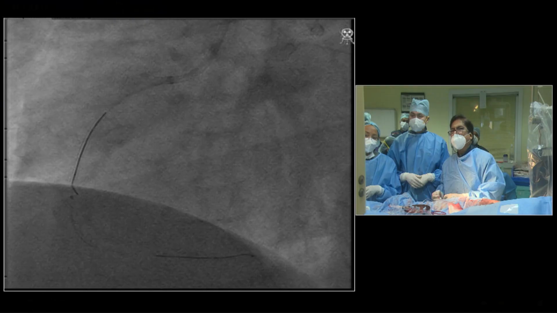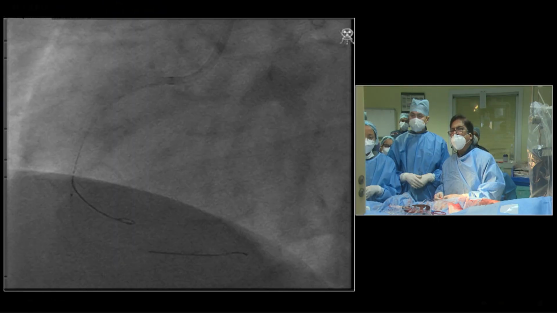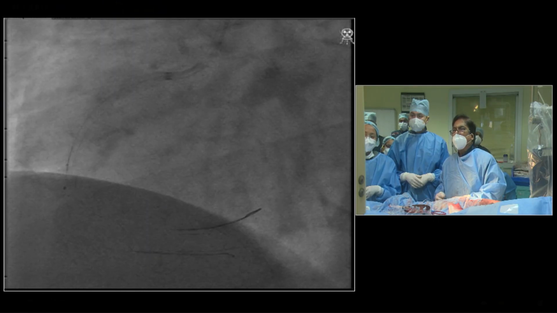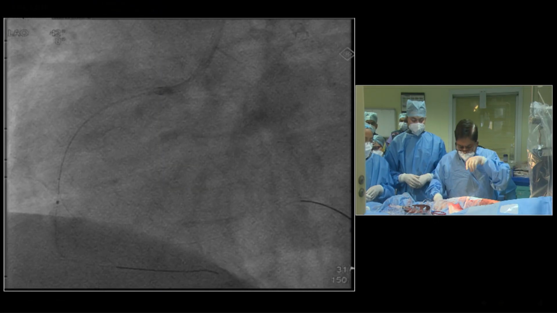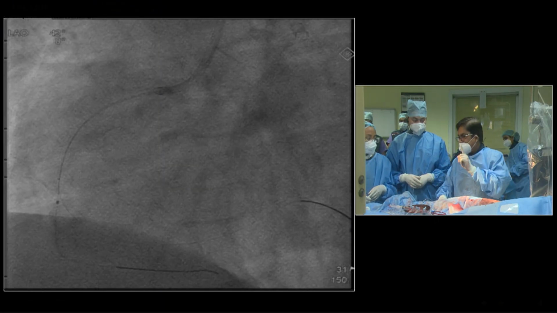Make it RO, please. Yeah. You go through then. You saw that. So this wire makes things go in very easy, you know. Now the issue is to get it out. Now I have a 7 French, so I can trap it.